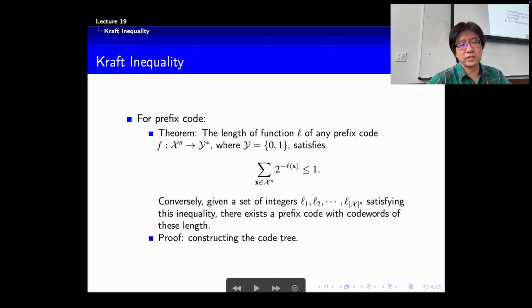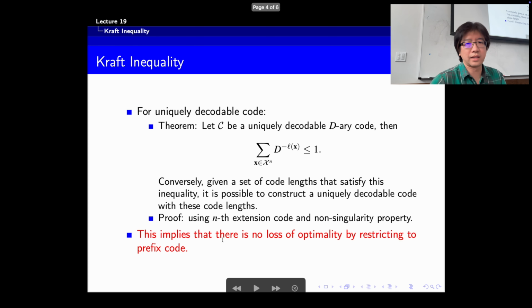So here is the definition. Here is the Kraft inequality for the prefix code. In particular, here we focus on the binary case. So this is the inequality, and that is a necessary and sufficient condition for the prefix code. And for the construction, we just said we can use the code tree to construct it. Today, we're going to see how we construct it exactly.